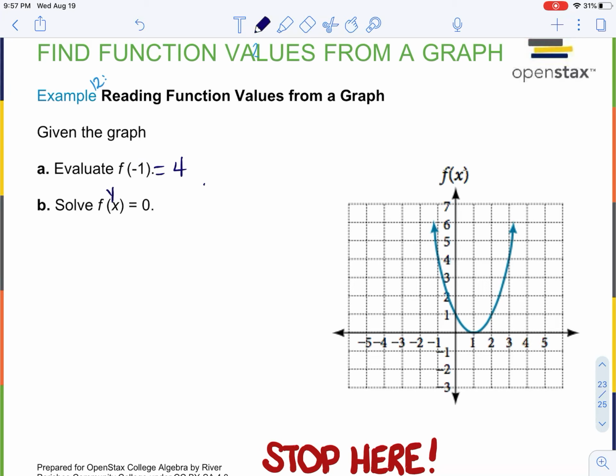Okay, now in this case, they're basically saying that y equals 0. So when y equals 0, what is the x? On the y-axis, we find 0, go over to the x and see what it corresponds to, 1. So x, in this case, equals 1.